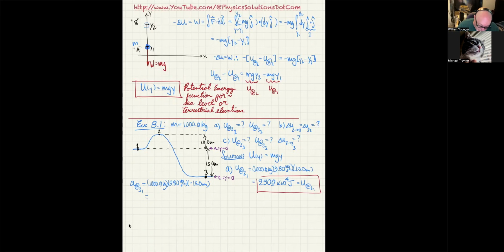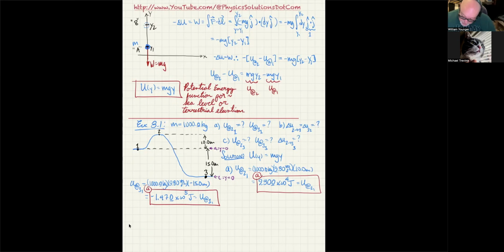So now I'm going to take 1,000 times 9.8 times negative 15, and that's going to give me negative 1.470 times 10 to the positive fifth joules is equal to U at 3 relative to 1. So that's another answer for part A. So now we have the answers for part A as follows.